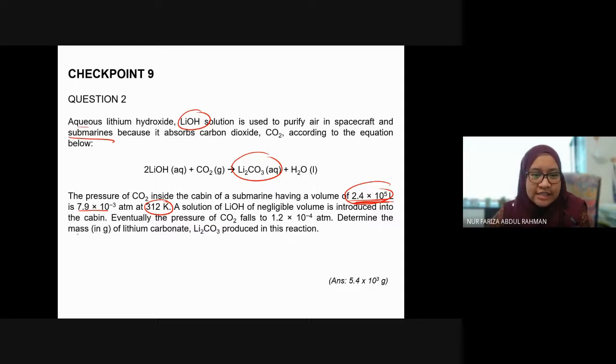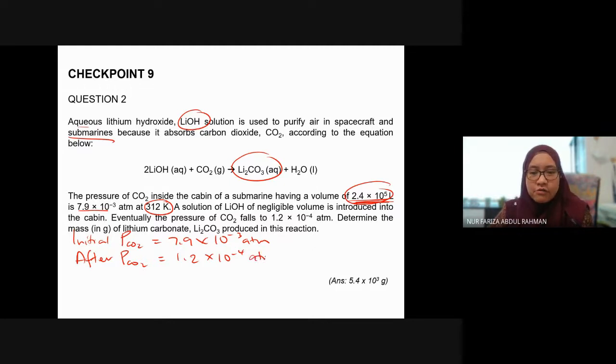Right, so the initial pressure of CO2 is 7.9 times 10 to the power of -3 atm. After a while, when lithium hydroxide has been introduced, the pressure of CO2 falls to 1.2 times 10 to the power of -4. You see, it is decreasing. It is reduced now. So, determine the mass in gram of lithium carbonate.